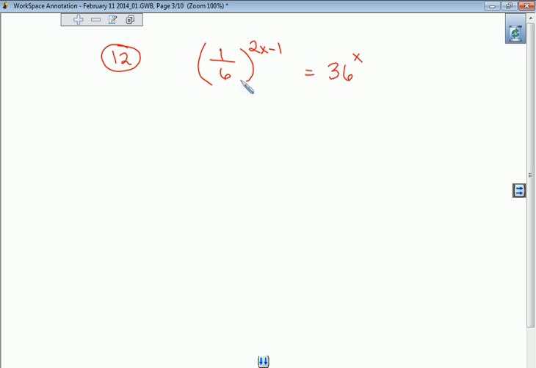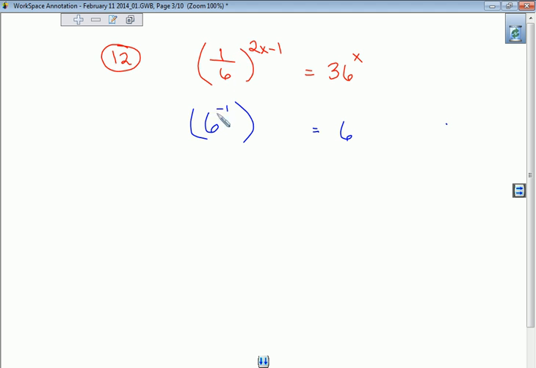This is another problem that we can use this method for solving. So we have 1/6 raised to the 2x minus 1 and 36 to the x. Is there a common base for 1/6 and 36? Yes, 1/6 is 6 to the negative 1. Can I write these two, 1/6 and 36, using the same base? Yeah. What is it? 6. Okay, now I just have to figure out the exponent. How do I turn 6 into 1/6? I raise it to the negative first.